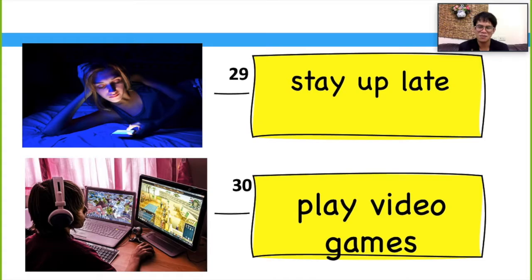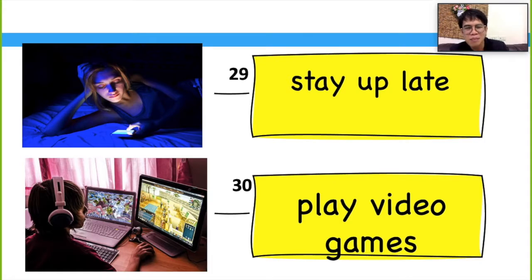Stay up late. Or when you want to finish a movie. So the events in the movie are very exciting and you want to finish the movie, so you stay up late. You sleep late. So usually you sleep at 11:30, 12:30, 1 a.m. or 2 a.m. So you stay up late.